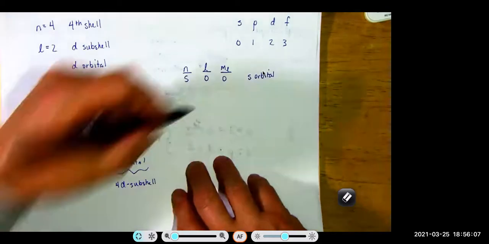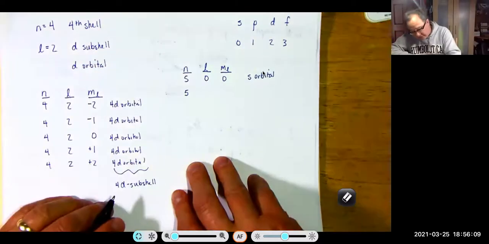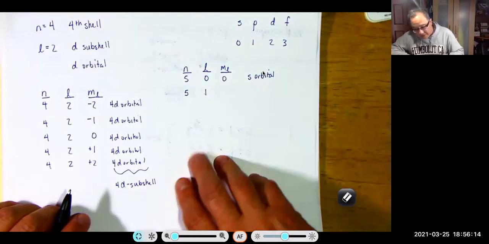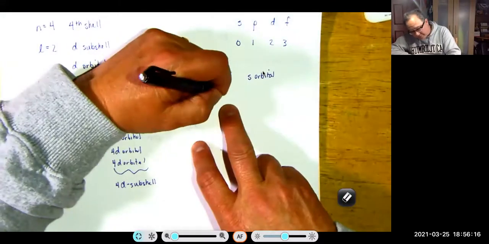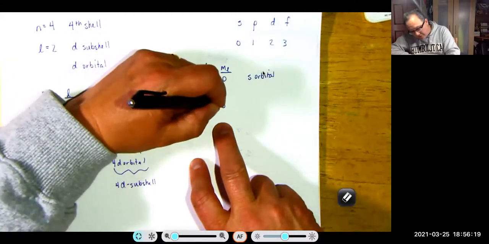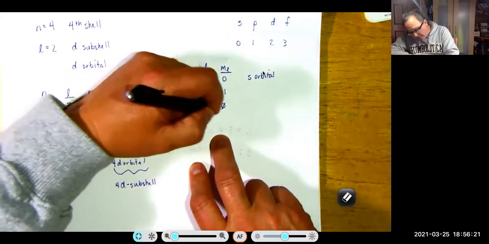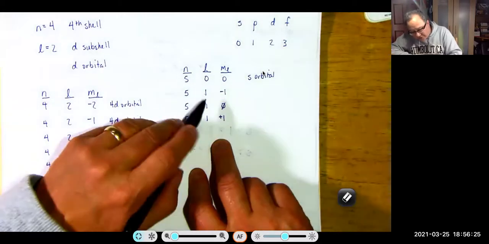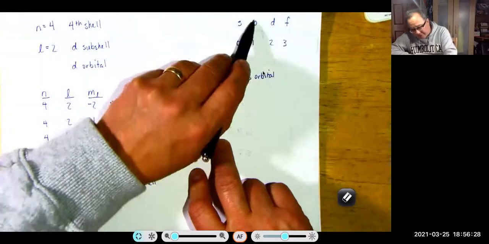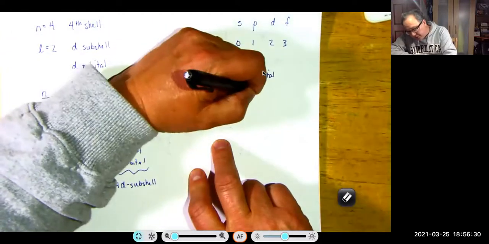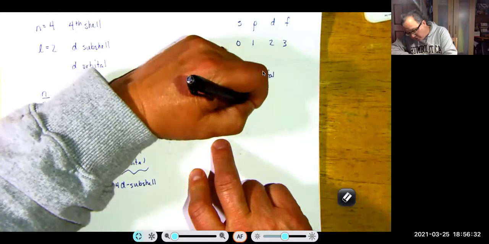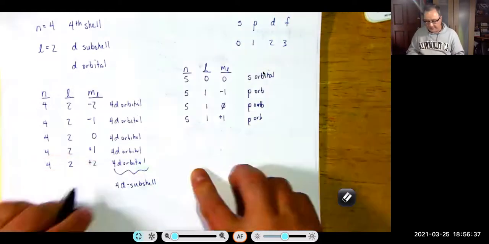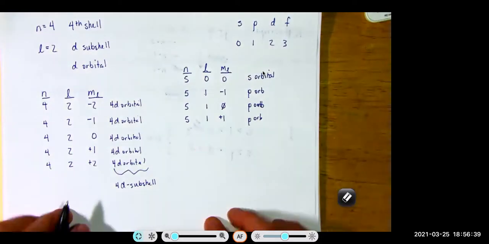Now, we're still in the fifth shell, and we're going to let L equal 1. What can m sub L be? Well, it can be negative 1, it can be 0, or it can be plus 1. So what type of subshell is it when L is equal to 1? It's a p subshell. So this is a p orbital, this is a p orbital, and this is a p orbital.